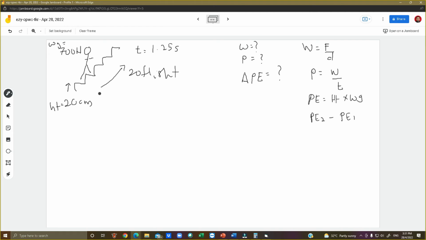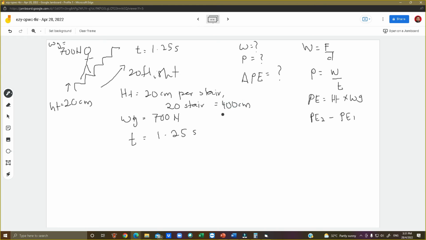Okay, go ahead. I will write out the information. We have height equals 20 cm per stair, and we have 20 stairs. Weight is 700 Newton, and the time is 1.25 second. You need to solve this first: 20 times 20 equals 400 cm, equals 4 meter.